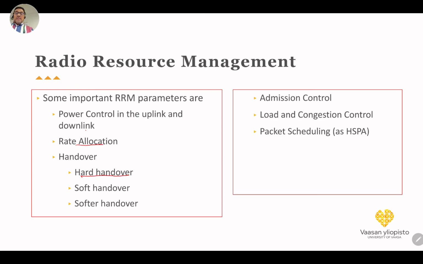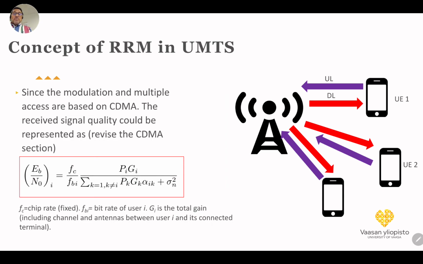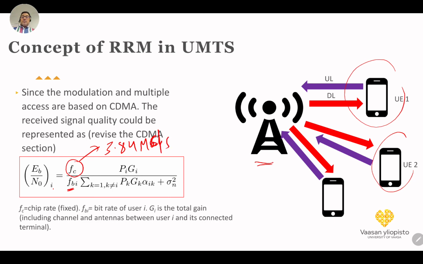We have hard handover like in GSM, but here we also have soft handover and softer handover. We have admission control, we have load and congestion control, we have packet scheduling as in the high speed packet access. So as you can see here, the quality of the signal depends on the transmission of users, and you can see here the Eb over N0 for user i. The chip rate is fixed at 3.84 mega chip per second, and then this bit rate can be varied, increased or decreased.